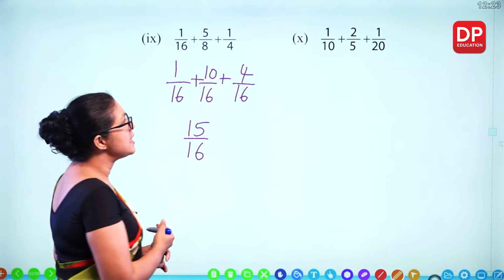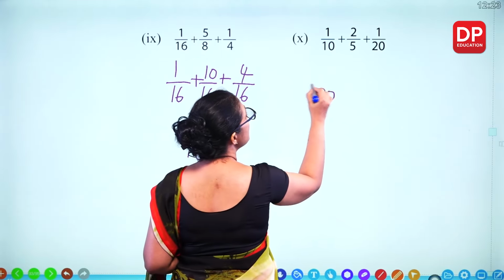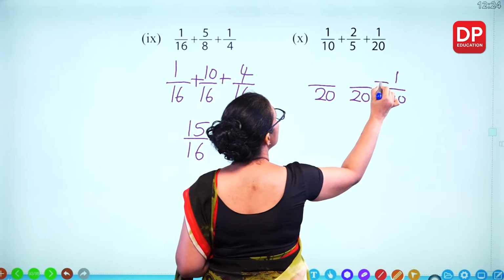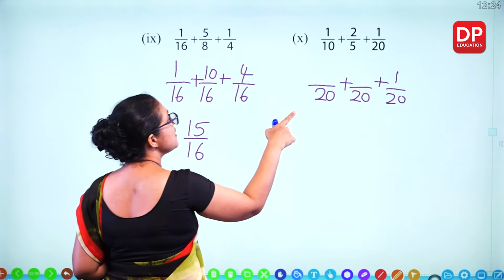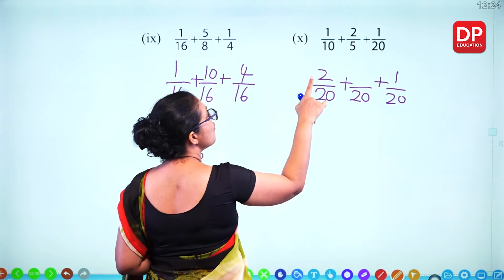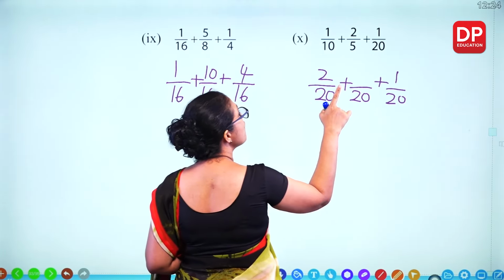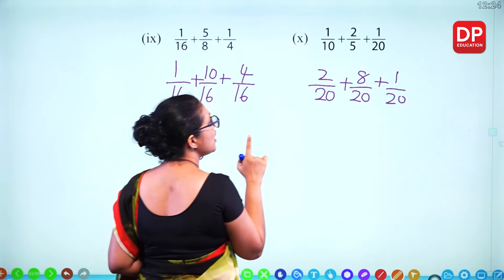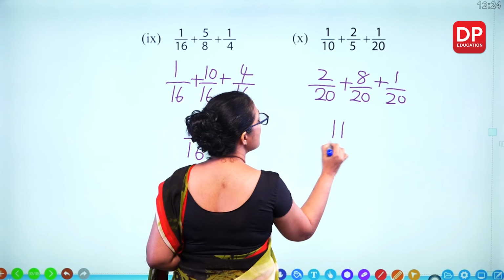10, 5, 20. Common one is 20. Now convert. 10 to 20 means multiply by 2. 5 to 20 means multiply by 4. 4 times 2, 8. Now add it. 8 plus 2, 10. 10 plus 1, 11.